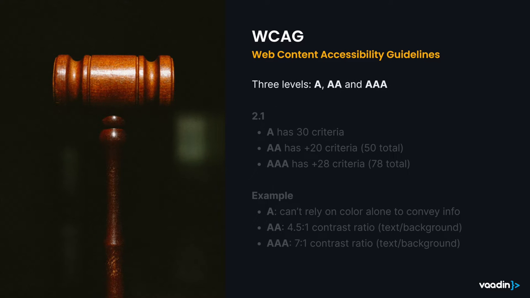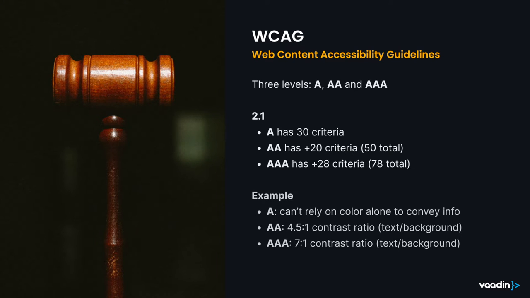Both 2.0 and 2.1 have three levels of conformance: A, AA, and AAA. Each level becomes progressively more difficult to meet. For example, for version 2.1, there are 30 criteria that you have to satisfy for level A. To reach the second level, there are an additional 20 criteria that need to be met. And for AAA, there are 28 more criteria for a total of 78.